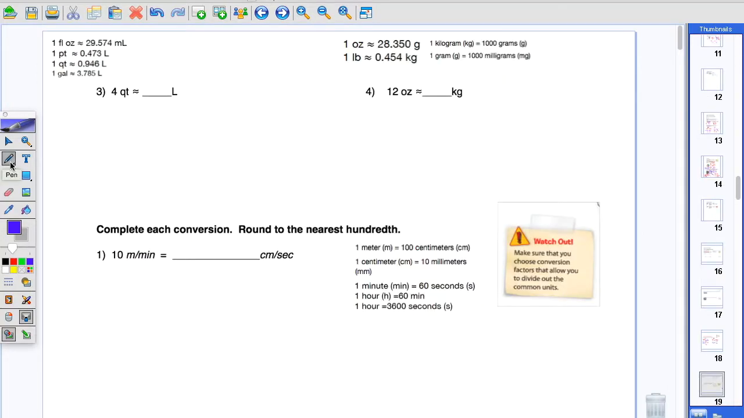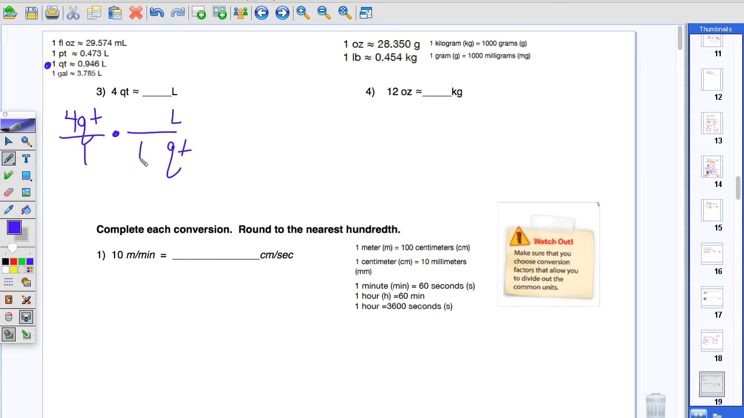Number 3, 4 quarts is approximately equal to how many liters? Using our information at the top, we want to look between quarts and liters. So that's our conversion factor right here. 1 quart is approximately equal to 0.946 liters. So start with your original, put it over 1, and multiply it by your conversion factor. Quart's going to go in the denominator so we can cancel them out, liters in our numerator.